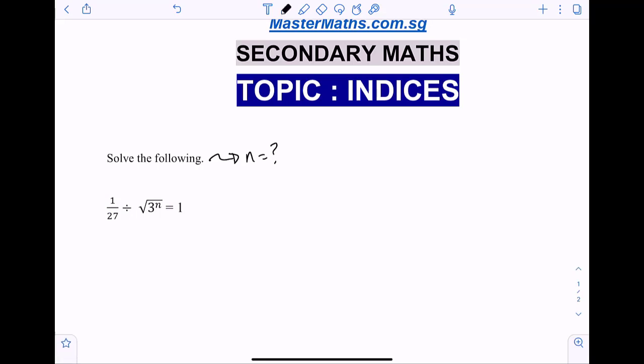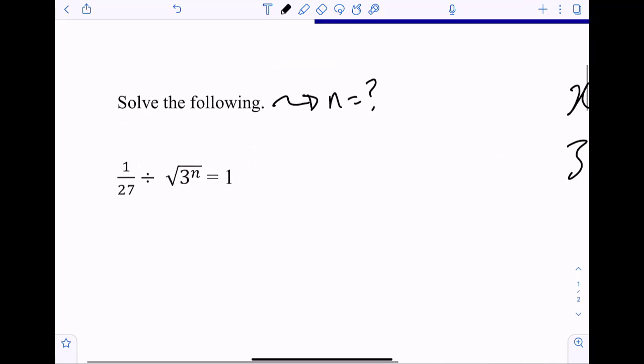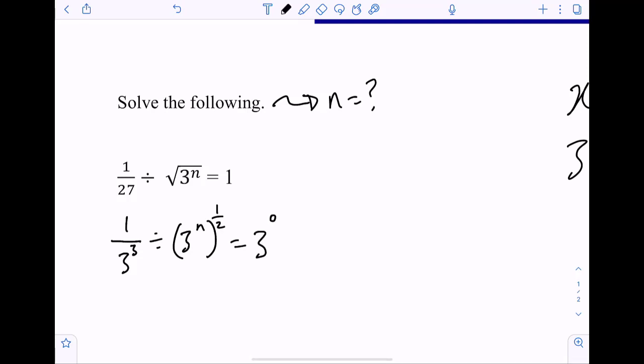Alright, remember, anything to the power of 0 is always 1. So even 3 to the power of 0 is the same as 1. Alright, so 1 over 27 is actually 1 over 3 cubed, divided by 3 to the power of n, whole thing has a half outside, equals to 1, and that 1 is 3 to the power of 0.